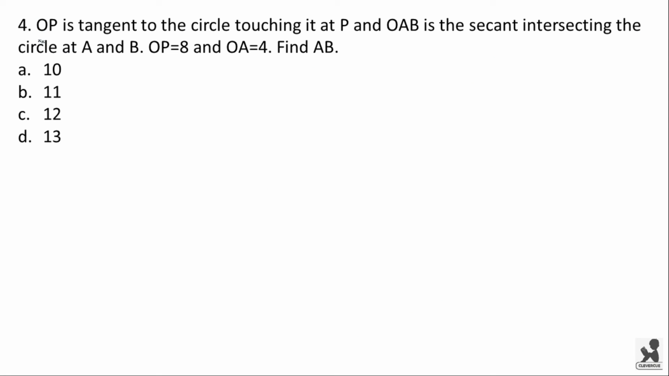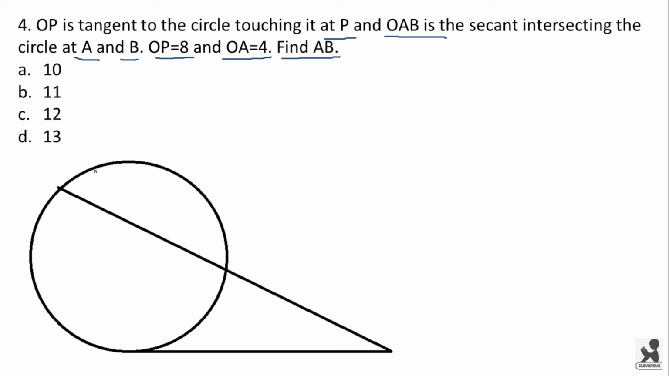Fourth question. OP is a tangent to the circle touching it at P, and OAB is a secant intersecting the circle at A and B. OP is equal to 8 and OA is equal to 4. Find AB. So here is the circle. We have got this tangent, so this tangent is touching the circle at P. This is the point O, and this is the secant OAB.